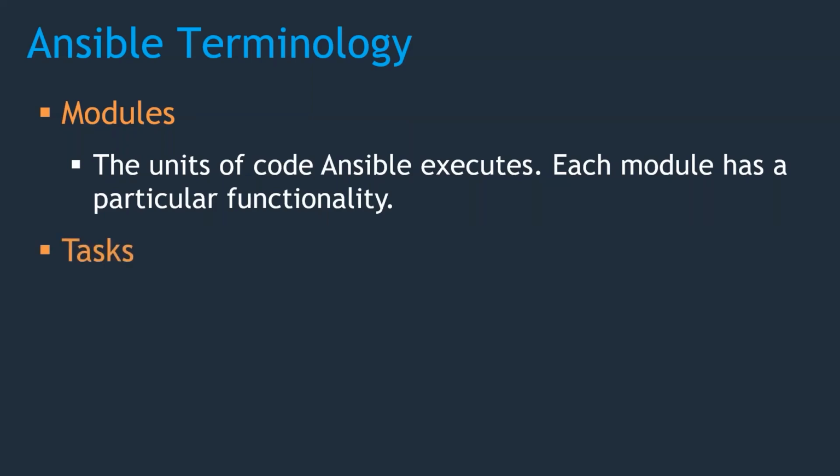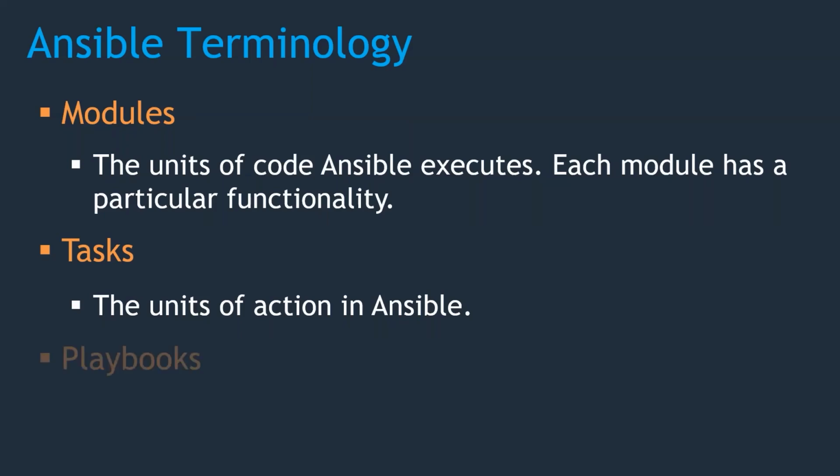Next, tasks. Tasks are part of your playbook, the unit of action in Ansible. Just now I told you that I want to copy a file. So copying a file is a task. Next, playbooks. A playbook is an ordered list of tasks. We can put our tasks in a playbook and execute it. The playbook will have instructions like where to execute and how to execute, but a task will have only the information on what to do. So these are the terminologies you should know in Ansible.